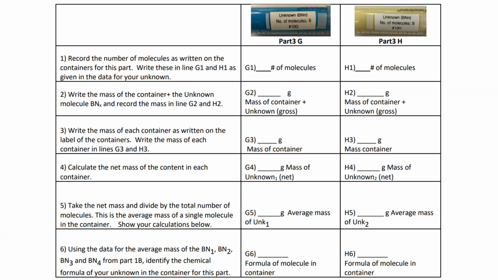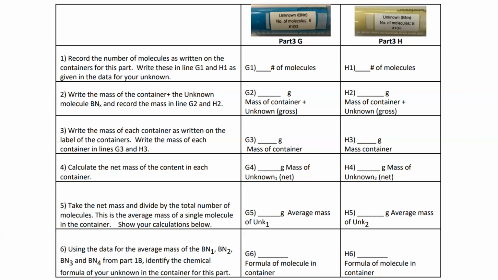Subtract the mass of the container from the mass of the container and the unknown to get the net mass of the unknown. And then take the average mass of unknown 1. Given the number of molecules, you'll be able to figure out the formula of a molecule in the container. So again, your answer will be BN1, BN2, BN3, or BN4 for both parts G and H.